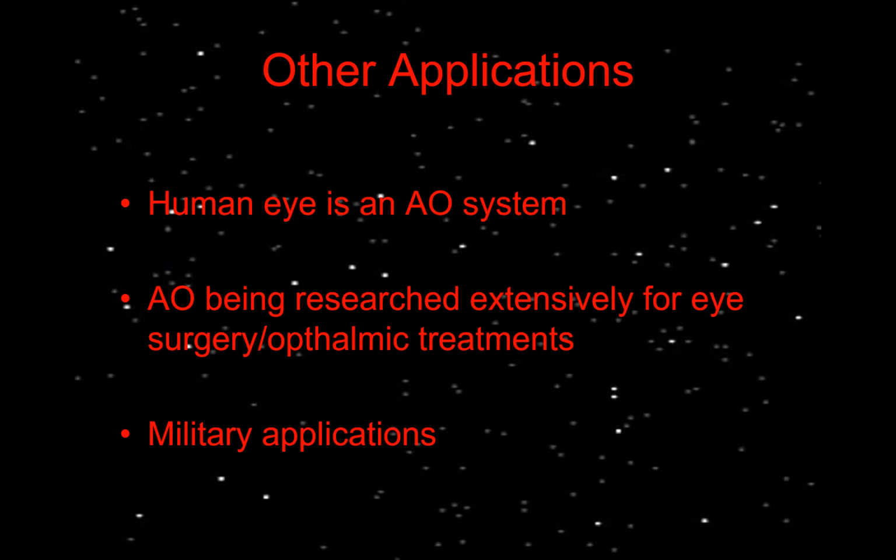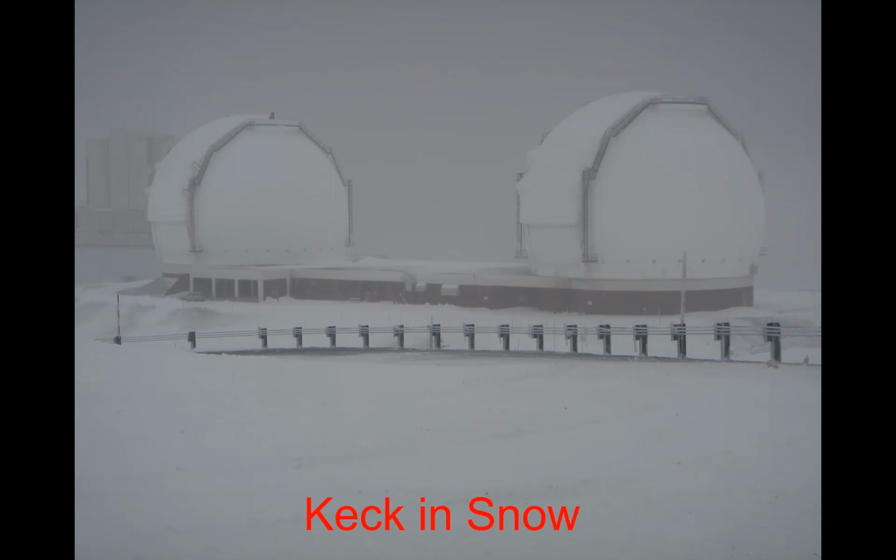The human eye is actually an adaptive optics system, and adaptive optics are extensively used in surgery and ophthalmic treatments and have a lot of military applications. But there's one thing that we haven't discussed yet. Well, we've touched on it, but it really does not sit well with Earth-based telescopes, and that's the weather.